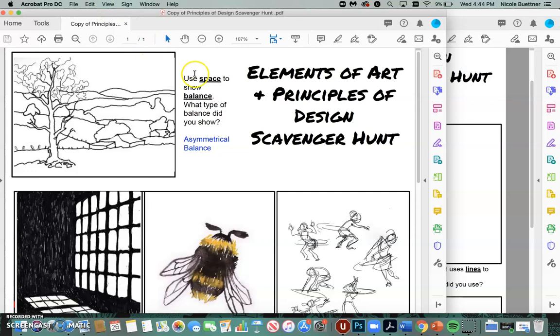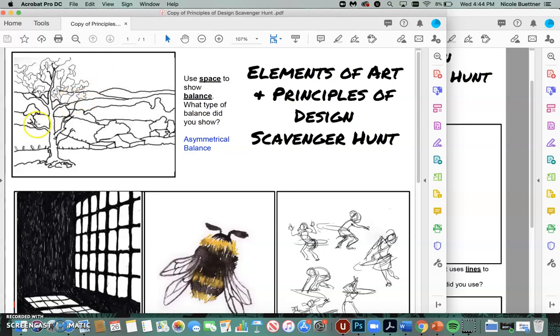The first box will ask you to show balance using space. So we know that space is a big area, and sometimes it's a landscape, or sometimes it's just objects, the way that they're arranged in your picture, showing things that are closer and farther away. So, what I'm asking you to do is use space to show balance. Remember, balance can be three different things. It can be symmetrical, that means same on both sides of the picture, asymmetrical, meaning something is not the same as the other side, or it can be radial, where something is the same all the way around in a circle. So, I am drawing a landscape that I can see outside of my window.